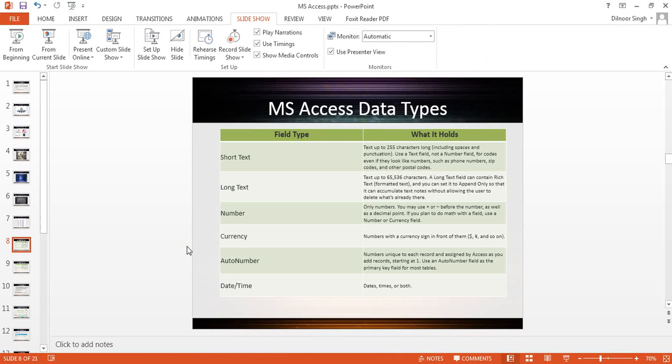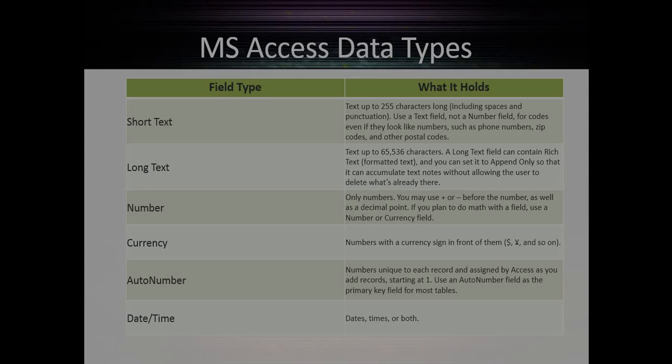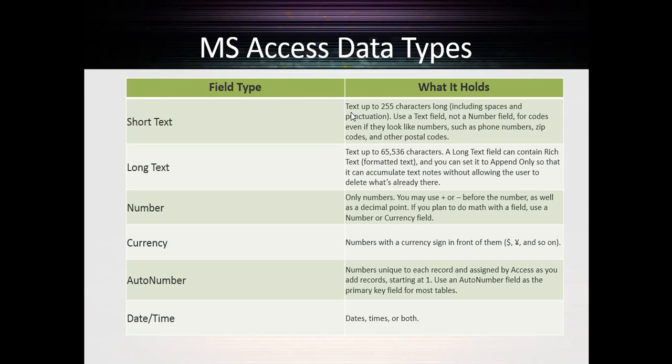Moving back to our slide, the short text data type allows you to enter text up to 255 characters long, and this may include spaces and punctuation also. There is a cautionary note at the end of this indication: use a text field, not a number field, for codes even if they look like numbers, such as phone numbers, zip codes, and other postal codes. Now this is something that I'm going to bring up in the future sessions, but I just thought of bringing it up over here.